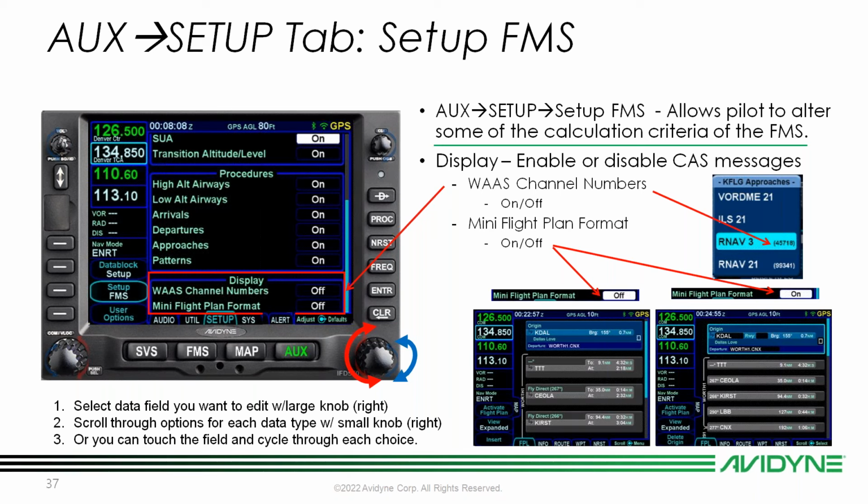Now, mini flight plan format. This is an example of what your mini flight plan format looks like. It basically takes all those waypoints and thins them out into a strip on your flight plan. It's really helpful if you have a really long flight plan and you just want to see a more narrowed down version. You want to see more of those on your page, then we'll go ahead and turn that mini flight plan format on.